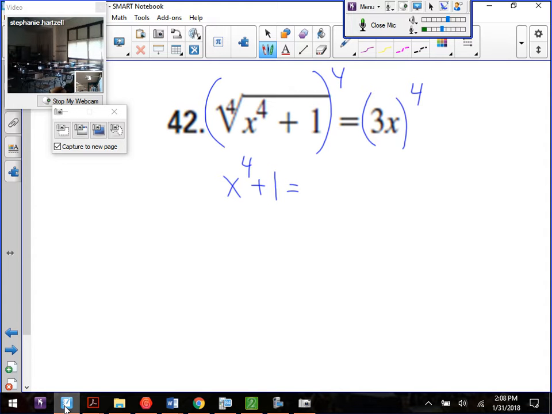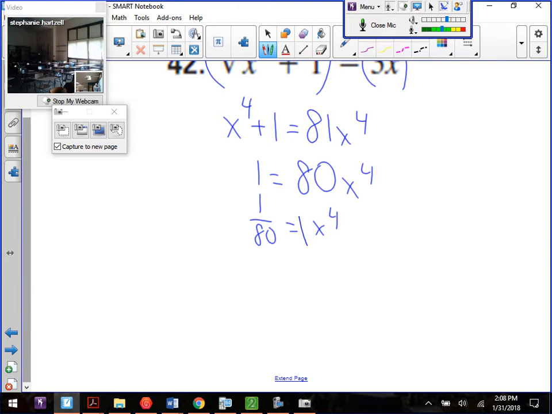And then 3x to the fourth will be 81x to the fourth. And then you fourth root it.